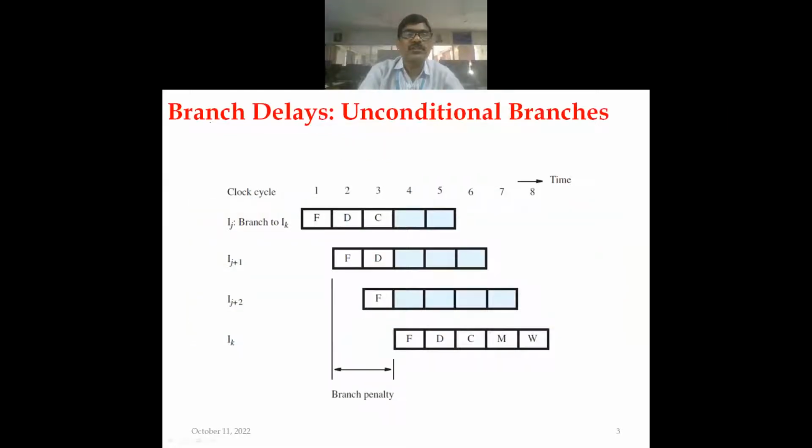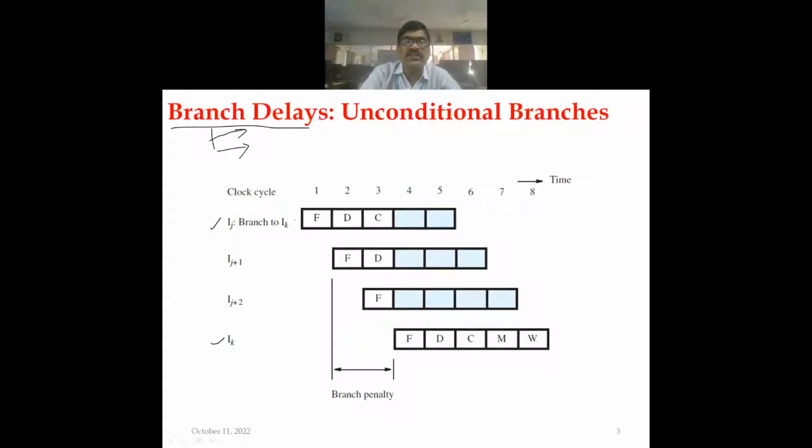So, what do you mean by a branch delay? In our previous discussion, we saw that there are two different types of branches: unconditional branching and conditional branching. Whenever we have a branch instruction, for example instruction Ij, it is a branch to instruction Ik. That is the unconditional jump we are performing, and in between we have the Ij plus 1 and Ij plus 2 instructions.